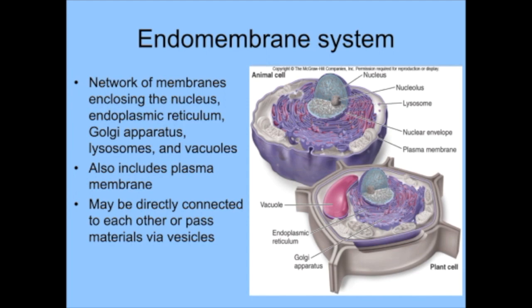The plasma membrane itself, what we would call the cell membrane, is also considered part of the membrane system, but since it is on the outside of the cell, it's not really part of the endomembrane system. And all of the different parts of the endomembrane system are oftentimes directly or indirectly connected to each other. With indirect connection, they are passing molecules and other compounds back and forth through vesicles.